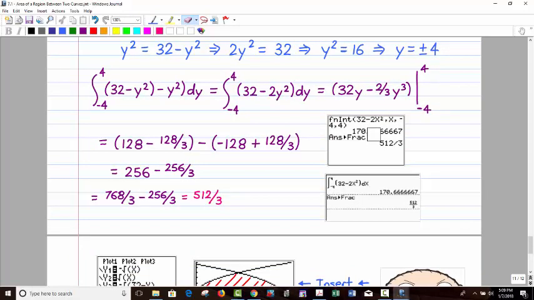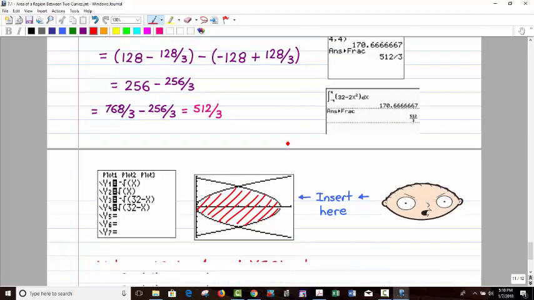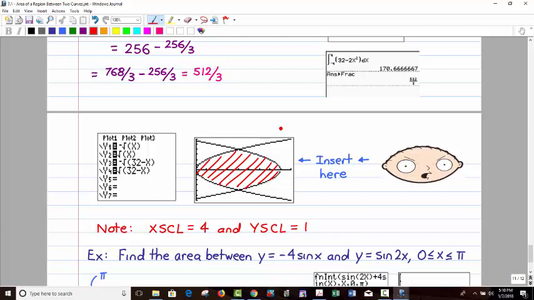So you see I just used X here in the calculator, which is fine, obviously. Just do the integral, doesn't matter. And I did the math frac at 512 over 3, so there it is, negative 4 to 4, 32 minus 2x squared instead of y squared, same thing. 512 over 3, the answer is 512 over 3. But there's how you have to graph it. If you wanted to graph it in the calculator, you have to create 2 equations for one of them and 2 equations for the other. Frankly, I find that more trouble than it's worth.